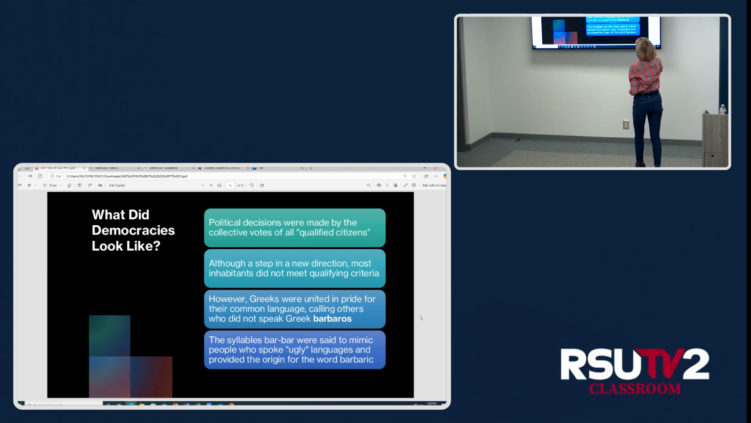This was definitely a step in a new direction, but most inhabitants did not meet qualifying criteria. So although we're on our way to more of a democracy as we know it today, we still have a fairly select number of people making decisions for the entire colony. So we have a lot of inhabitants that don't have a lot of voice in social and political matters.